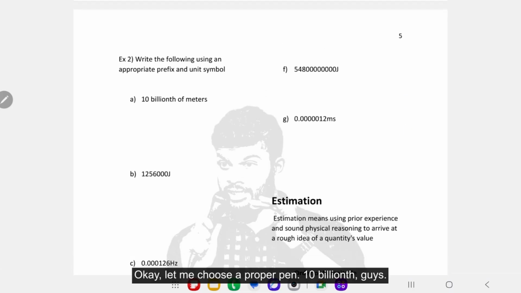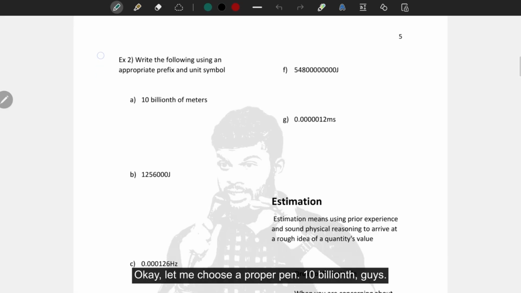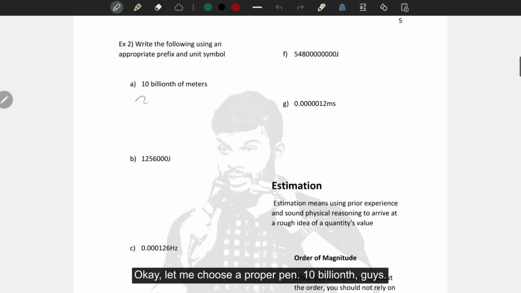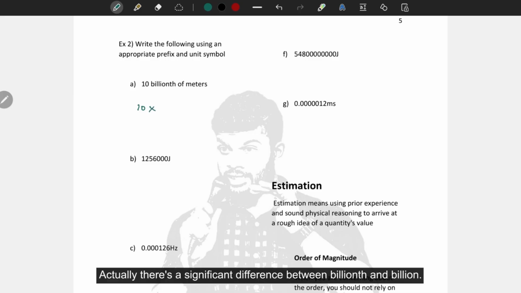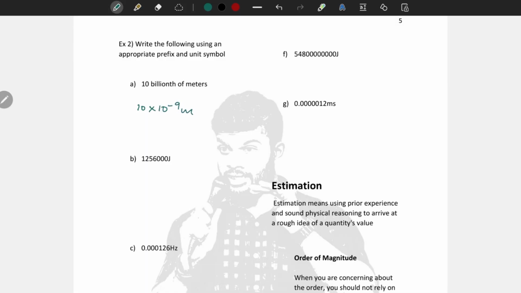Okay, let me choose a proper pen. 10 billionth. Guys, there's a significant difference between billionth and billion. Billionth represents 10 to the power minus 9 meters.